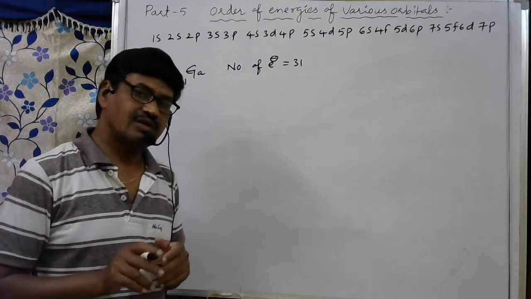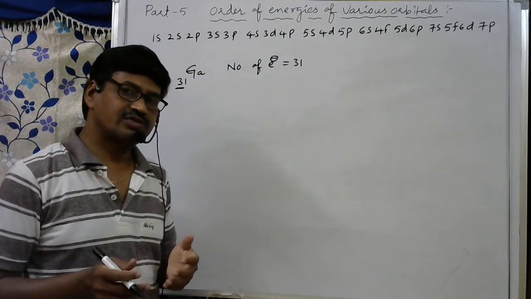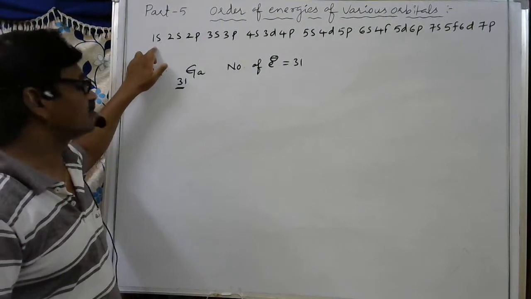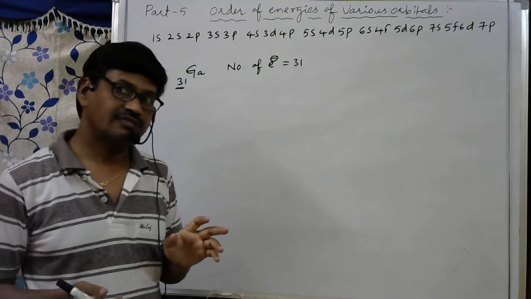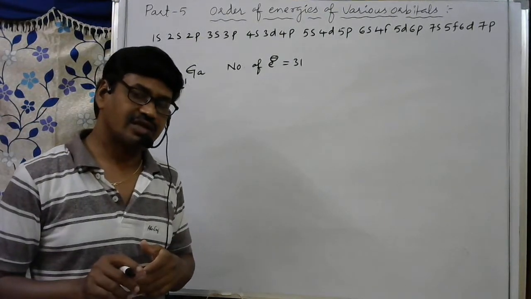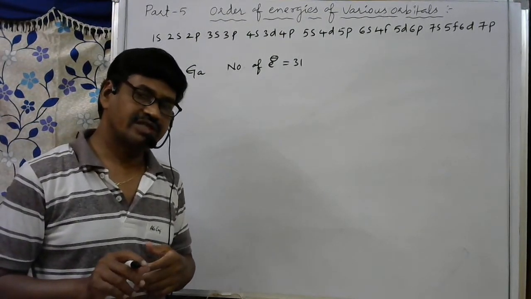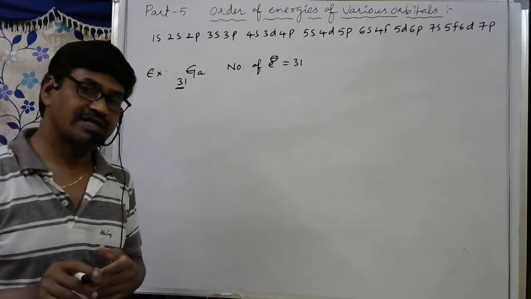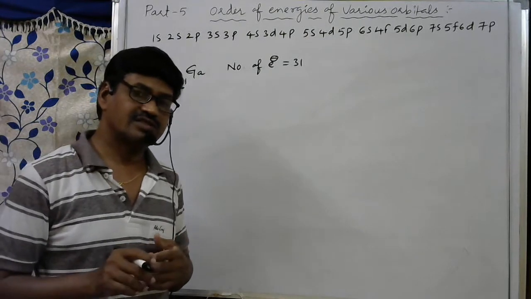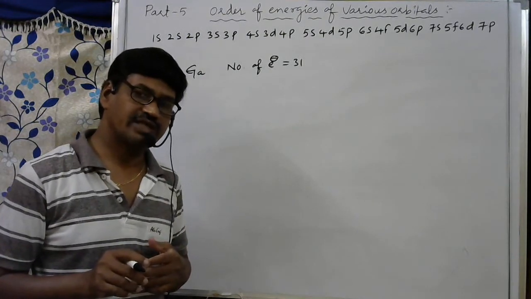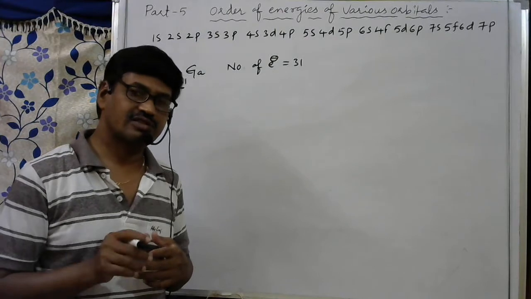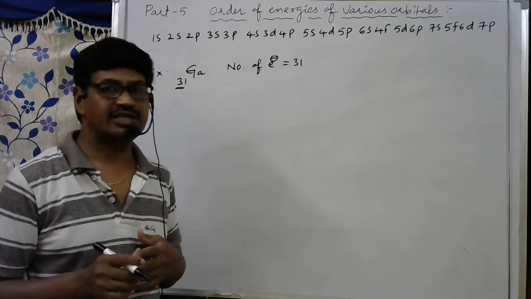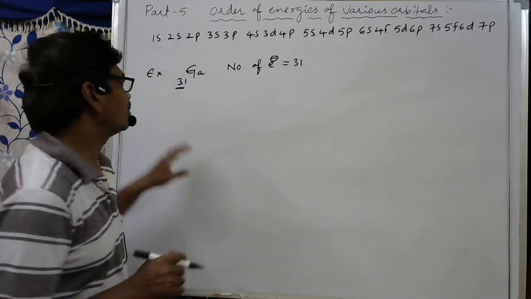Among these available orbitals, the first electron enters into which one? This one, as per the Aufbau principle. The second electron also enters into this, because there is accommodation for 2 electrons. For an s orbital, how many electrons can be accommodated? A maximum of 2 electrons. A p orbital can accommodate a maximum of 6 electrons, a d orbital a maximum of 10, and an f orbital a maximum of 14. Right? So 31 electrons are there.